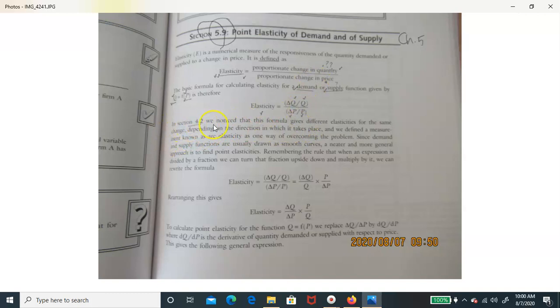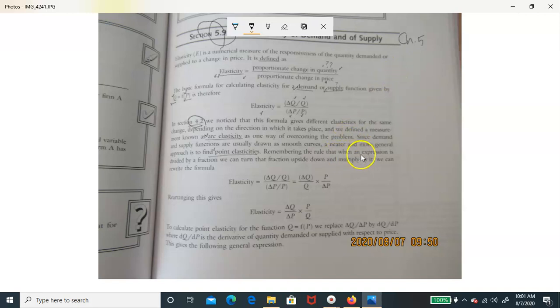Now in section 4.2, in the previous chapter 4, we noticed that the formula gives different elasticities for the same change depending on the direction in which it takes place, and we defined a measurement known as arc elasticity as one way of overcoming the problem. In another video we will show you that. Now, since demand and supply functions are usually drawn as smooth curves, a neater and more general approach is to find point elasticity. We often draw demand and supply as straight lines, so we go for point elasticity.